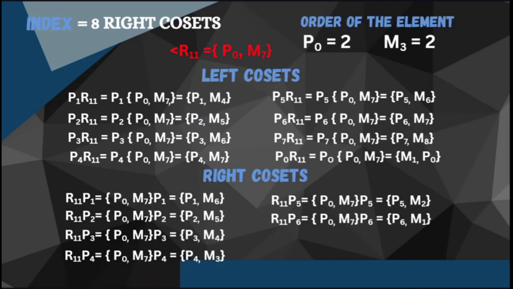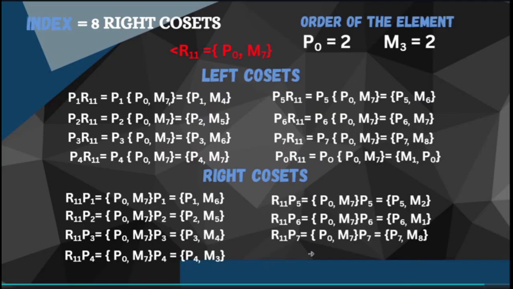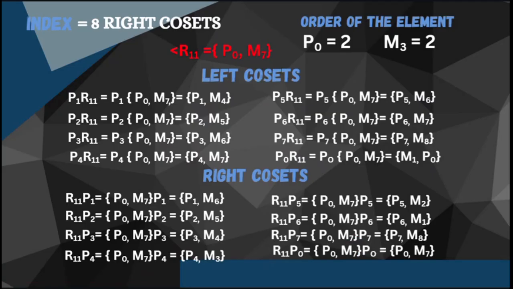For R sub 11 multiplied by rho sub 6, we have rho sub 6 and mu sub 1. For R sub 11 multiplied by rho sub 7, we have rho sub 7 and mu sub 8. For R sub 11 multiplied by rho sub 0, we have rho sub 0 and mu sub 7. Since left cosets and right cosets are not equal to each other, it is not a normal subgroup. Since our subgroup is not a normal subgroup, the order of the factor group does not exist.